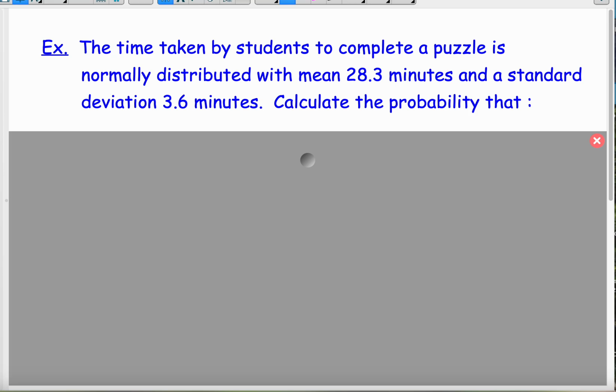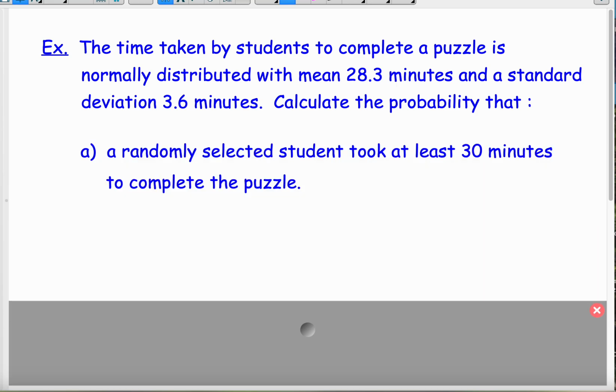The time it's taken by students to complete a puzzle is normally distributed with a mean of 28.3 minutes and a standard deviation a little over 3.5 minutes, 3.6 minutes. Calculate the probability that a randomly selected student took at least 30 minutes to complete. Once again, you might want to hit pause, work this out, get an answer, and then hit play and see how you compare.